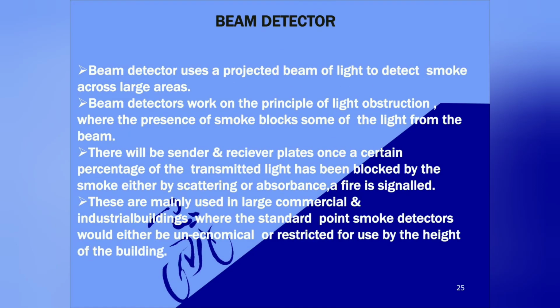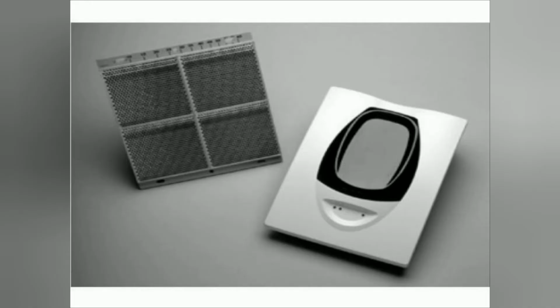Let's discuss beam detectors. A beam detector uses a projected beam of light to detect smoke across large areas. Beam detectors work on the principle of light obstruction. When the presence of smoke blocks some of the light from the beam, there will be a sender and receiver plate. Once a certain percentage of the transmitted light has been blocked by the smoke, either by scattering or absorbing, fire is signaled. These are mainly used in large commercial spaces and industrial areas where a standard point smoke detector would be uneconomical or restricted by the height of the building, like in triple height or double height areas or in film theaters.